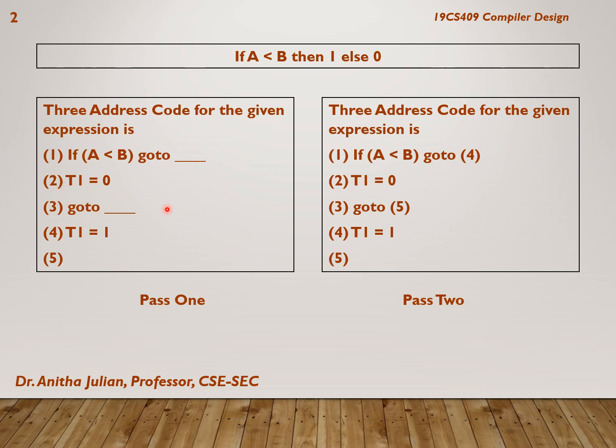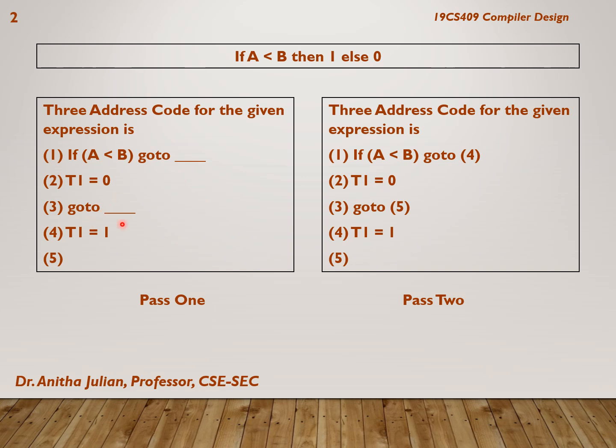Then whether it is true or false, we already learned while we were studying the syntax directed translation. Even if the condition is true or false, we have to continue with the remaining part of the program. So it has to go somewhere to the remaining part of the program. So if the condition is false, we will assign T1 to be 0 and we have to fill the statement number to continue the remaining code. And obviously the else part is completed. So now we can assign the true value. So T1 equal to 1 can be the fourth statement. So this will be the first pass.